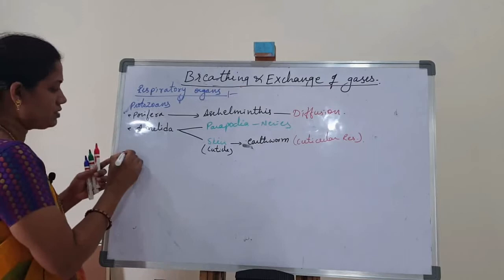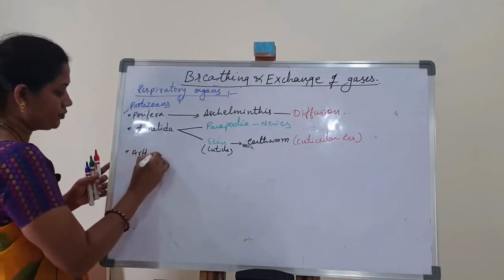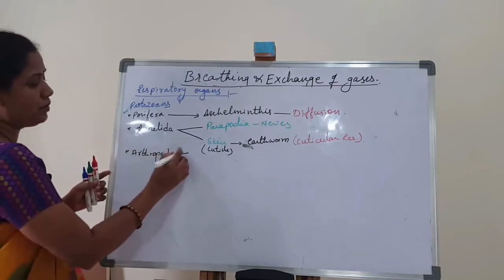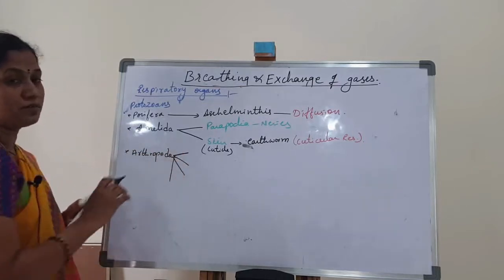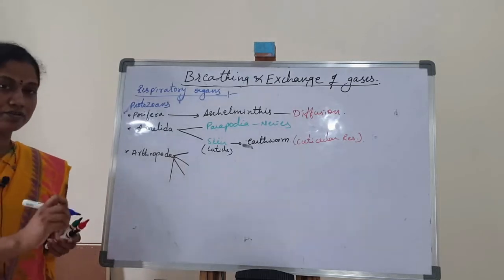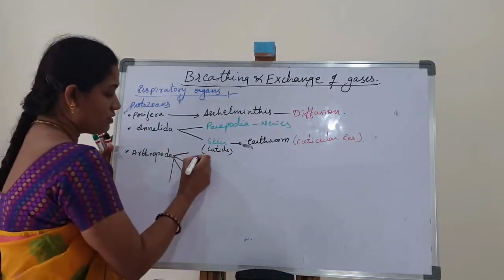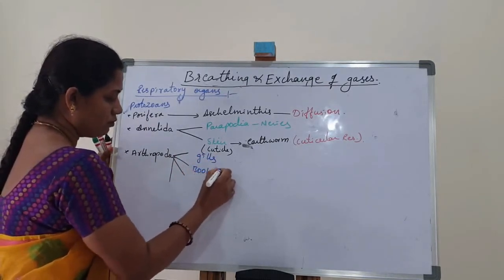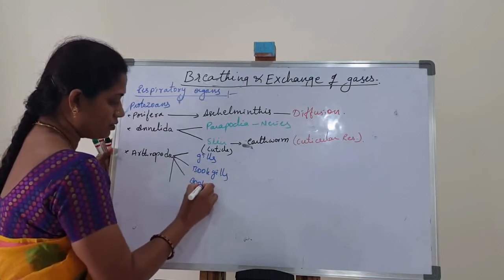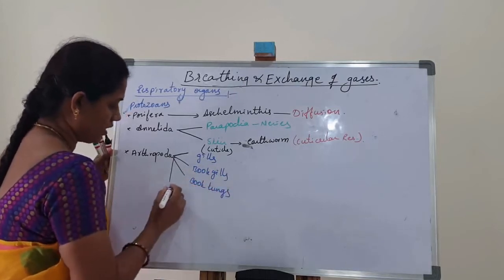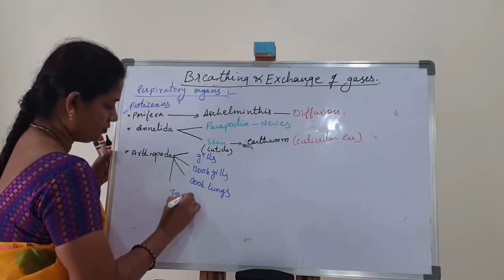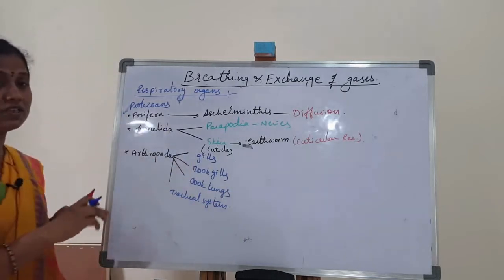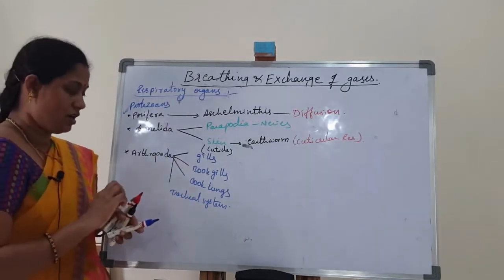Next phylum is Arthropoda. Arthropoda have different types of respiratory organs according to their habitat. First of all, gills and book gills, book lungs. Next, the tracheal system. These types of respiratory organs are present in the Arthropoda.